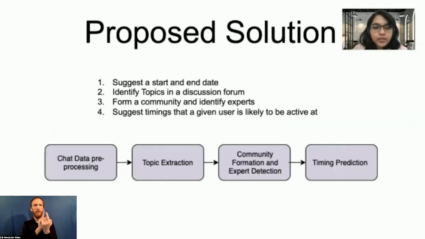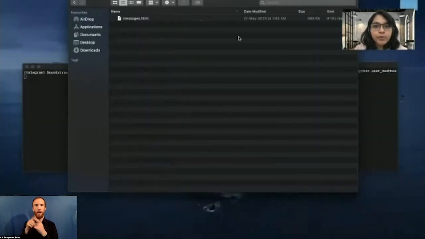We deal with these issues by extracting topics from the chat and making conversation graphs for each topic, using betweenness centrality to determine the experts, and using a dynamic frequency count approach to determine when the experts are likely to be active. Here is a quick demo of our work.